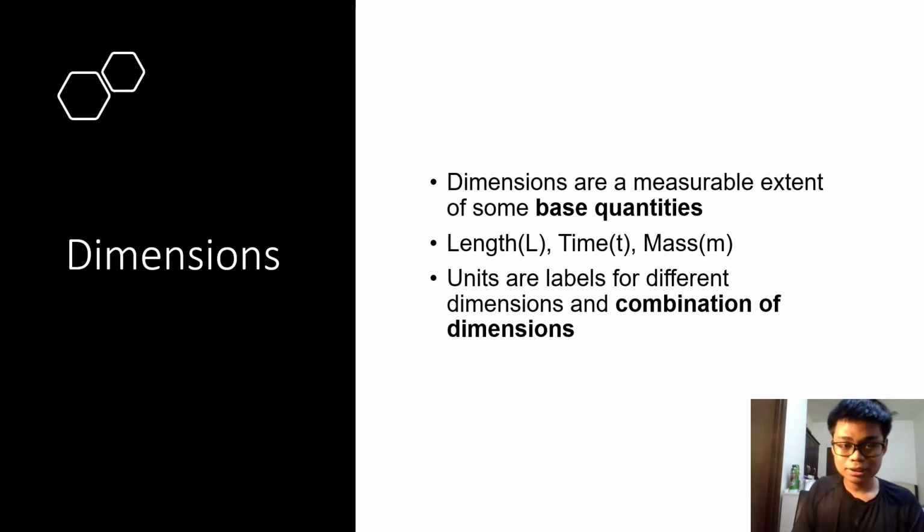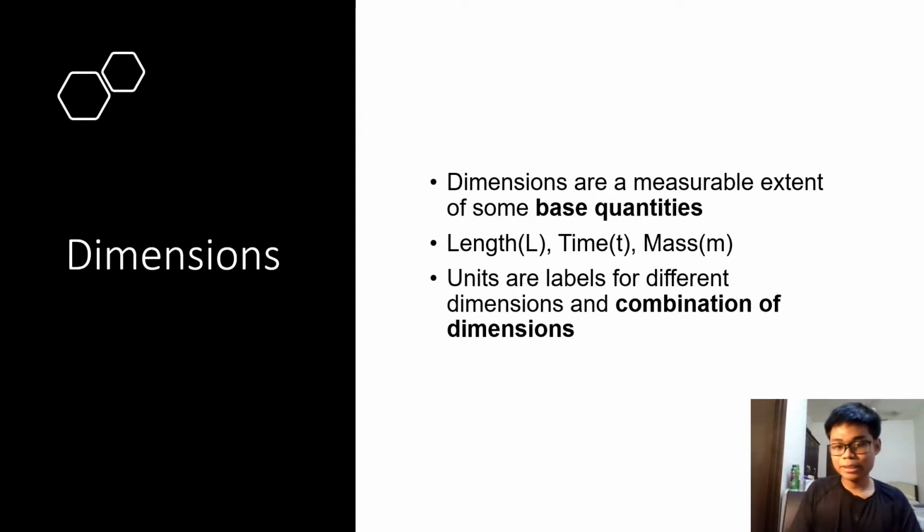So what is dimensions? Dimensions are a measurable extent of some base quantities. For examples, we have length, time, and mass. So units are labels for different dimensions and combinations of dimensions. For length, we have a unit of meter, for time, we use the unit of second, and mass is the unit of kilogram.